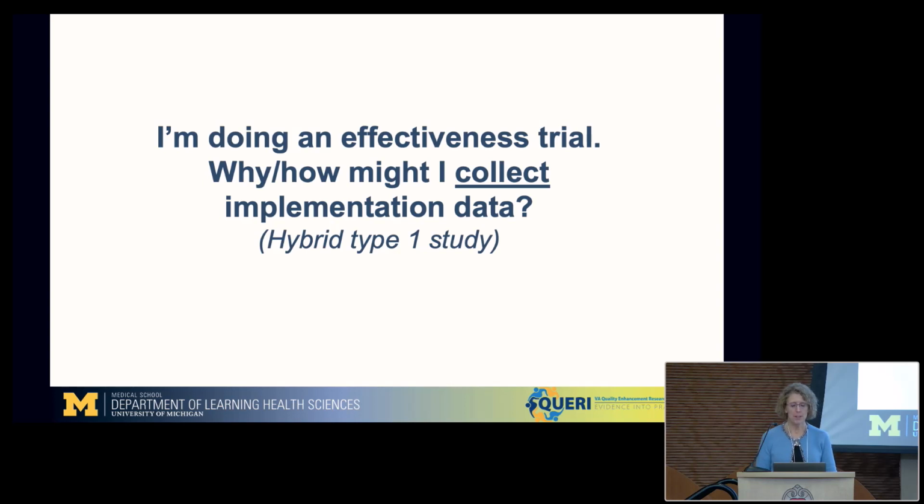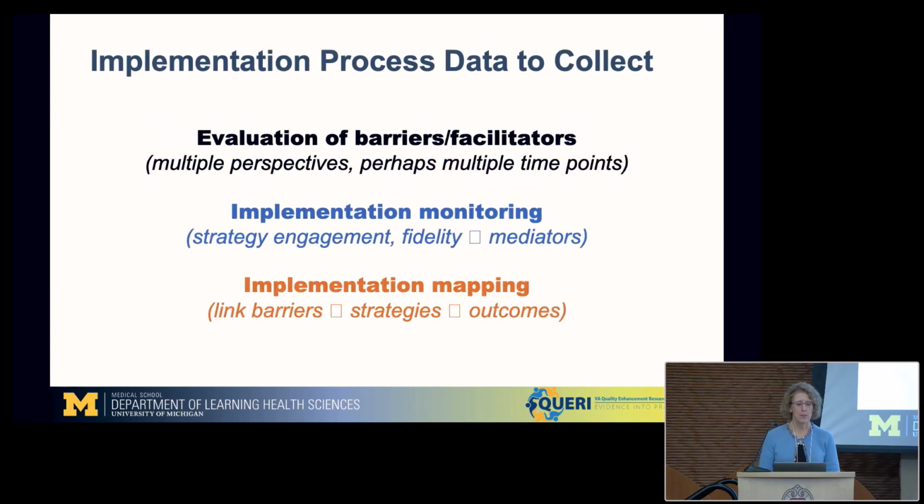So what are some implementation process data to collect? You can think about evaluating the barriers and facilitators, one of the most common steps we start with when we go from effectiveness to your first implementation study. You ask people with multiple perspectives, at multiple time points, how they feel about the treatment, what were some of the barriers in using it. These are not only your study staff delivering the treatment, but the people receiving the treatment in the real world. You then also try to create a way of monitoring the implementation of the actual treatment that you don't need to rely on primary data collection for.